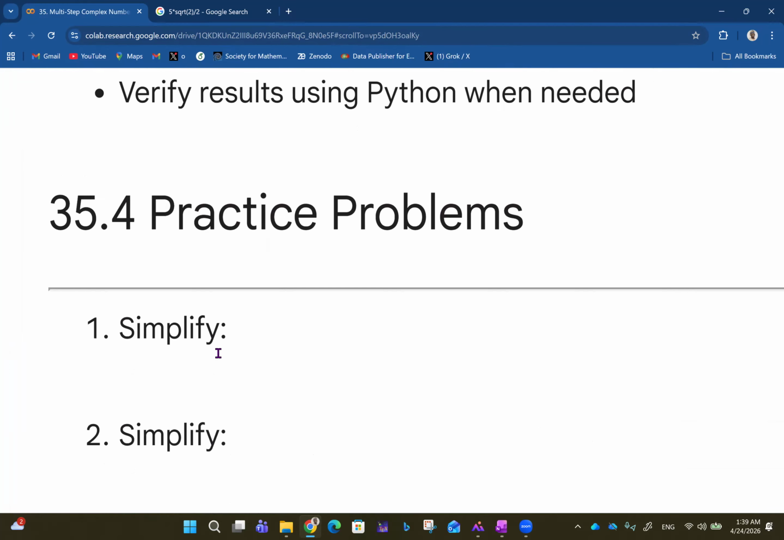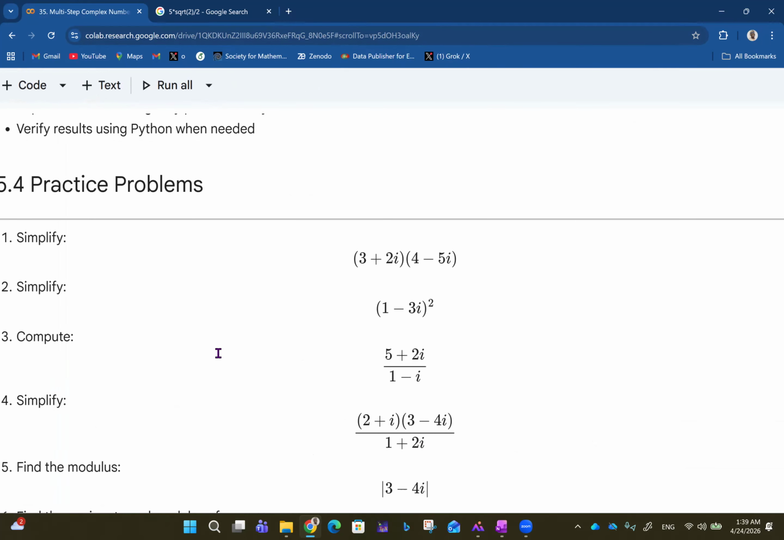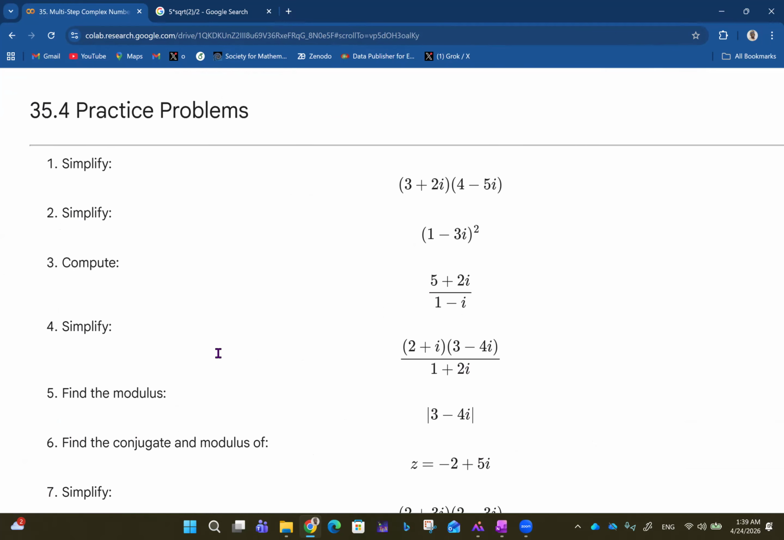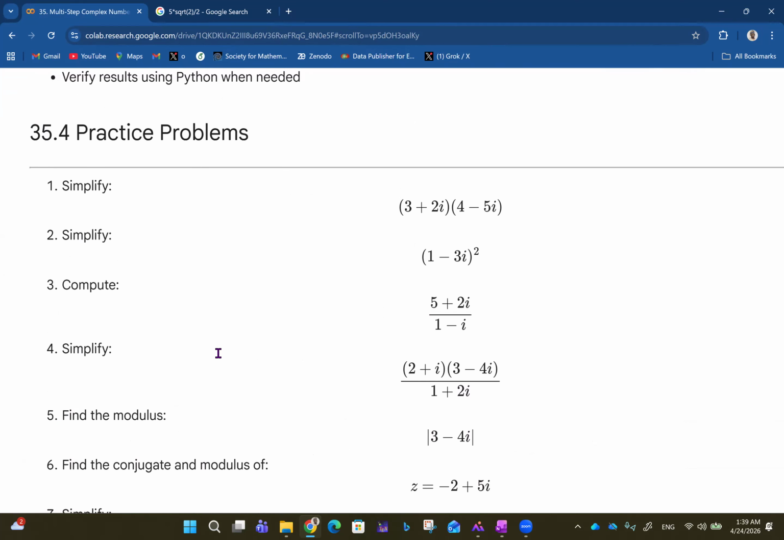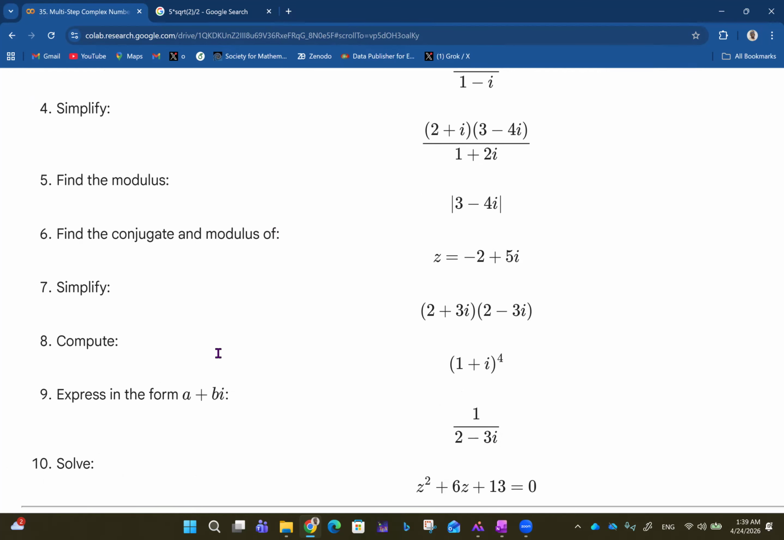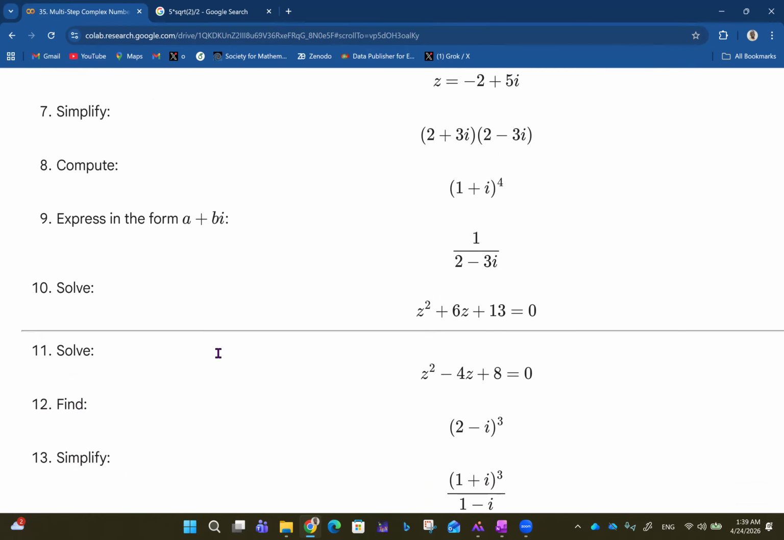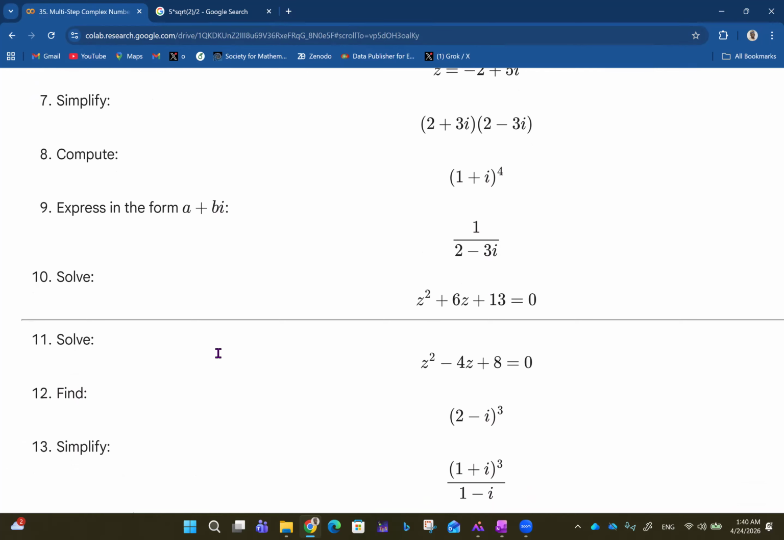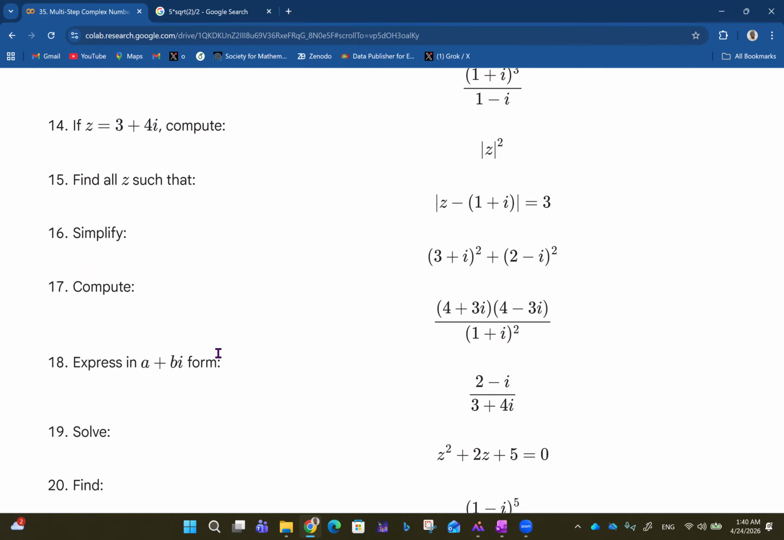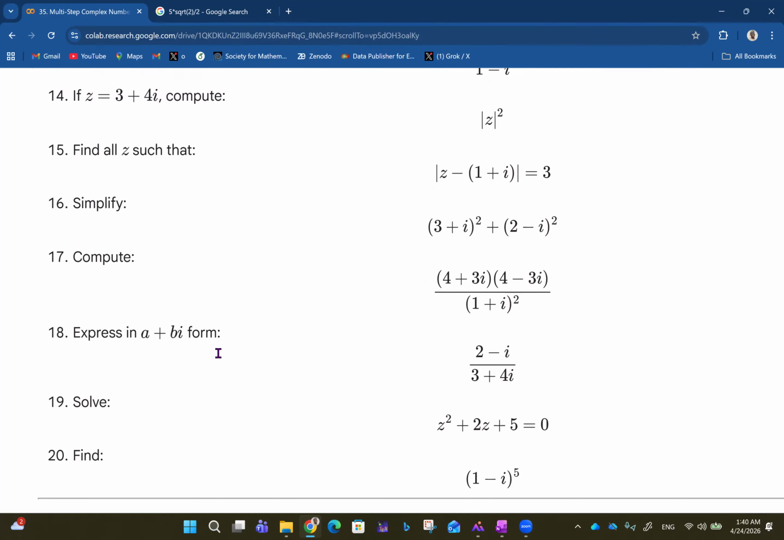Okay, so let's go on to the practice problems like we always have. Here now we have problems 1 to 6: simplify, find the conjugates and modulus. Then you have 7 to 13. And then you have the rest, 14 to 20. So as usual, I want to solve two of them.